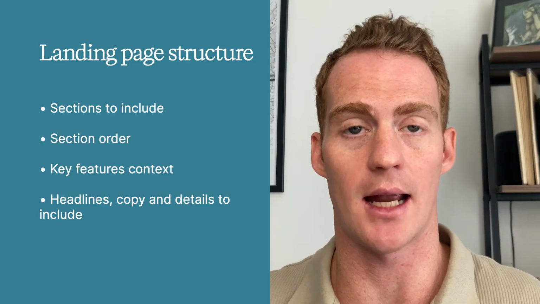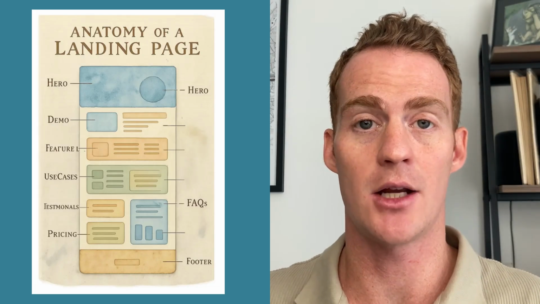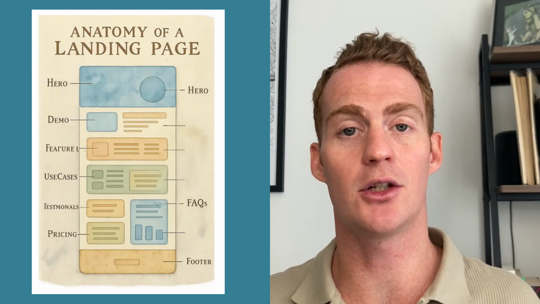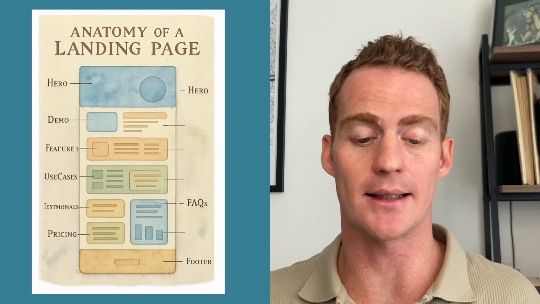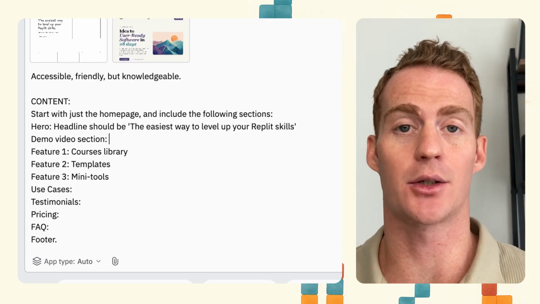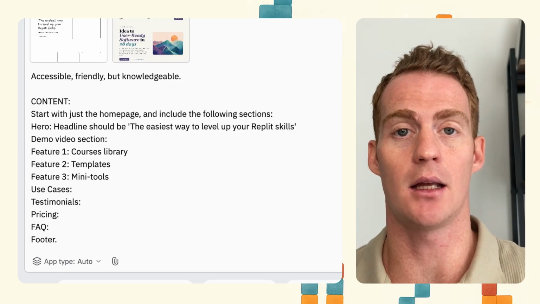This is quite standard practice for landing pages. You have a hero section, maybe a demo section, followed by some features, use cases, testimonials, pricing, FAQ, and footer. If you have any assets like a URL for a demo video, you can paste the actual URL here. Same goes for any images that you'd like to include. You can just directly paste any externally hosted images into this prompt as well.